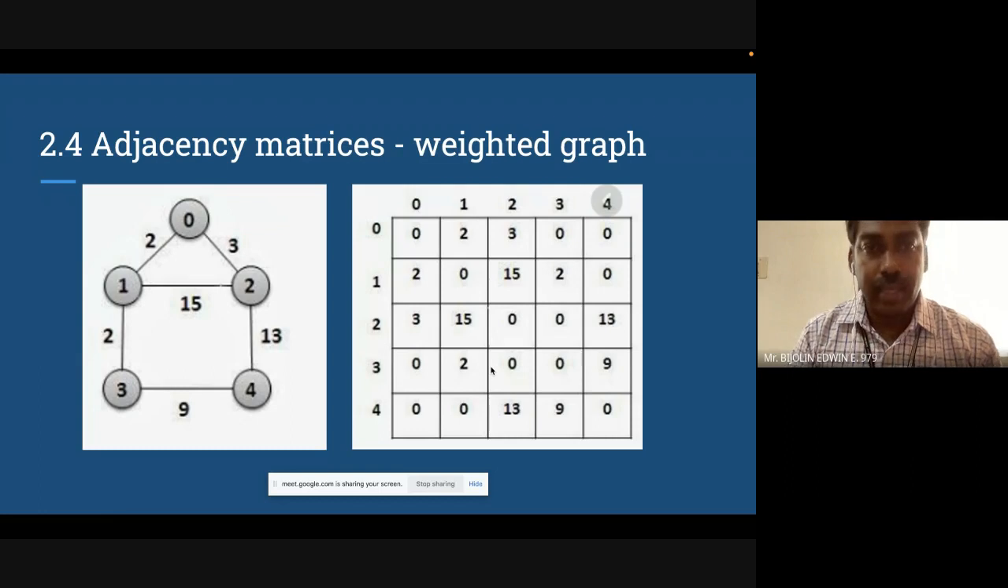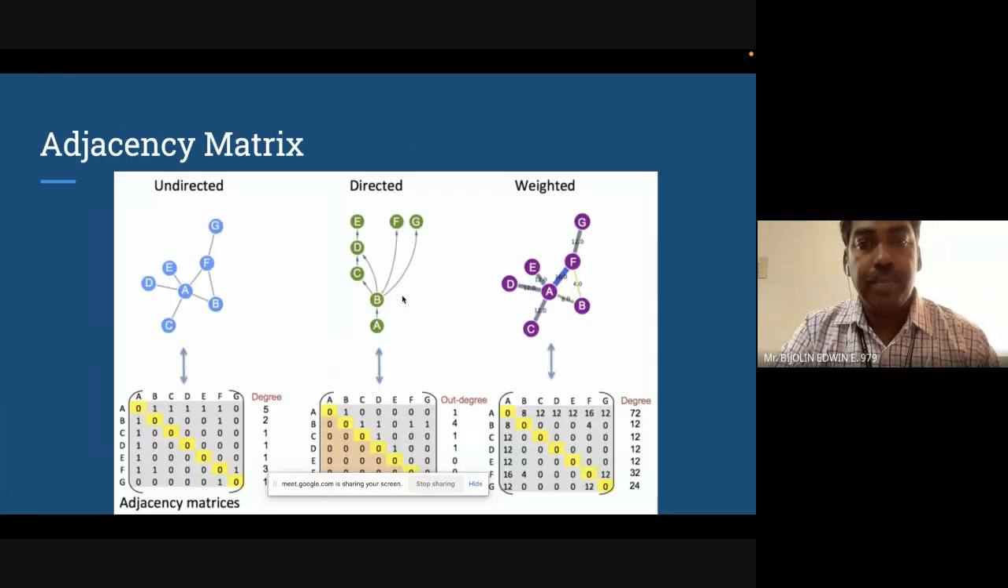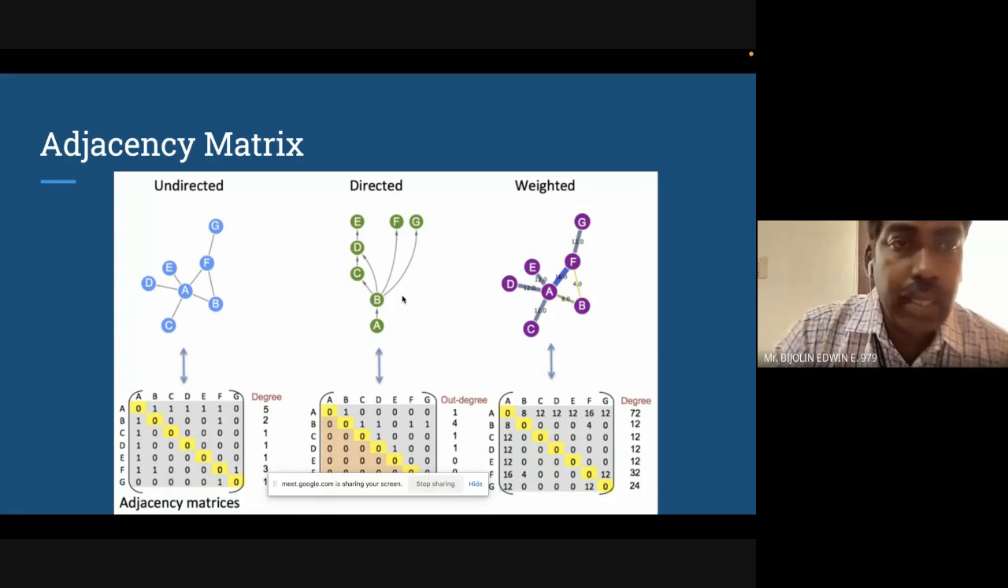Okay, so this is an undirected graph. 0 to 0 is 0, 0 to 1 is 2, then 0 to 3 is 0. There is no weightage or no communication path, so automatically it will be 0. Here 2 to 1 is 15. So based on the weightage you assign the values, and then you can see which entry has more weightage.